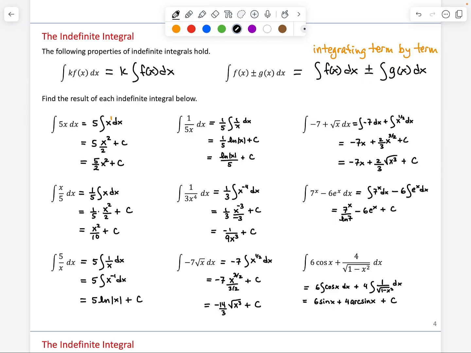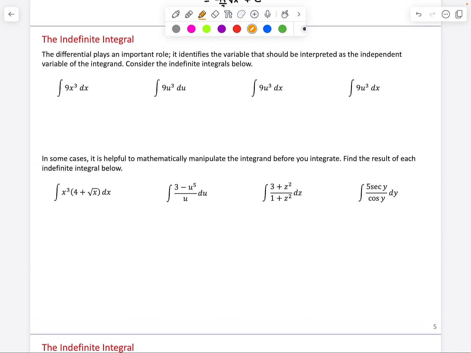All right, moving on. Couple ideas on this page. The differential plays an important role.